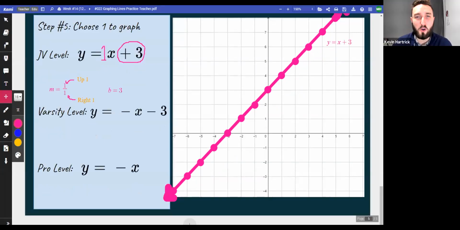All right, it's time for a crash course on what it looks like when a line has an invisible y-intercept and an invisible slope. What the heck does that mean? All right, let's do this.